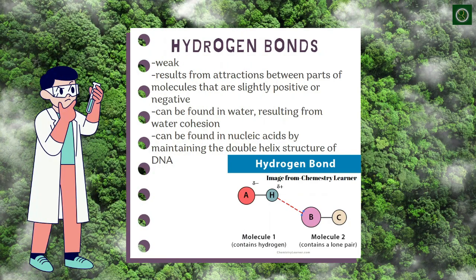The hydrogen bond is weak. This bond results from attractions between pairs of molecules that are slightly positive or negative. Hydrogen bonding can be found in water, resulting from water cohesion, and is present in the nucleic acids in the maintenance of the double helix structure of DNA.